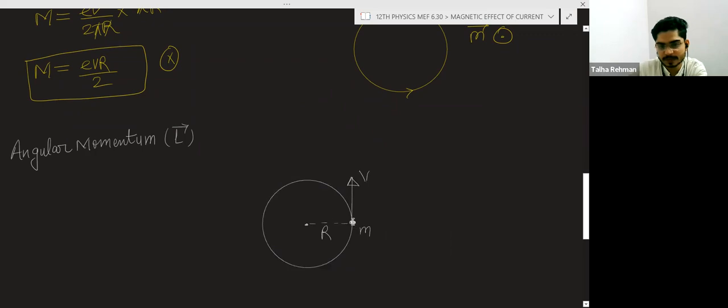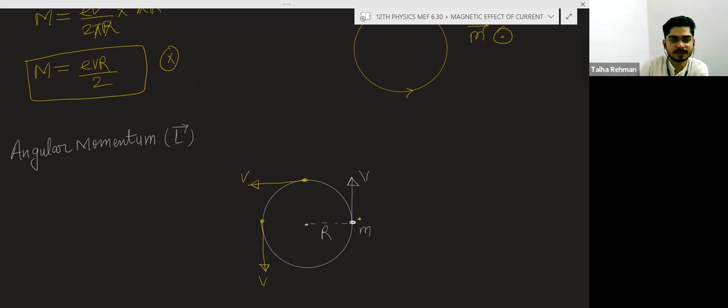See this. Here is one mass, and this mass is moving on a circle with speed v. The direction of the velocity will be in this direction. This direction of the velocity will be tangential to the motion. If your mass is here, the velocity will be in this direction. If your mass is here, the velocity will be in this direction. You draw the tangent from this point and you will get the direction of the velocity.